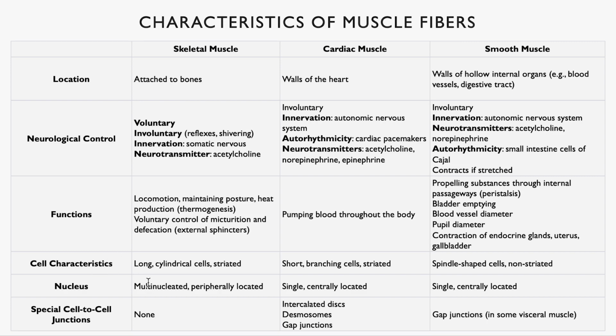And the cells are typically long. They can be very long. For example, in the muscles of the legs, they extend from one end of the muscle to the other. They are cylindrical and they are striated. We are going to see that these striations respond to the presence of sarcomeres, these special structures, okay, that are present in skeletal muscle and cardiac muscle.